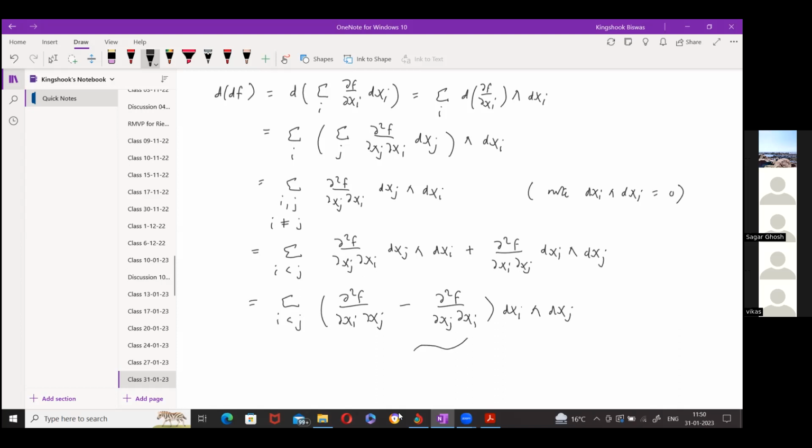And this is 0 because the partial derivatives commute, right? So this becomes 0. Is this clear? Yes, this is fine.